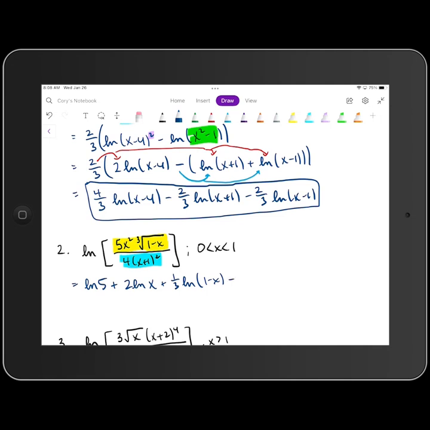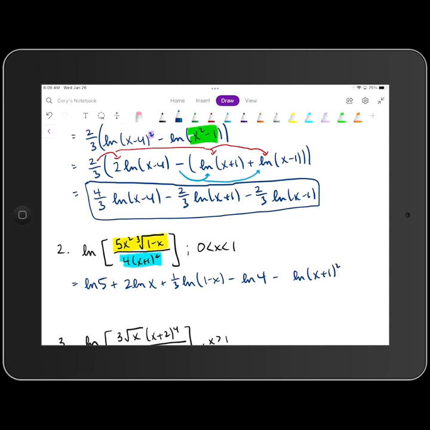And then because I'm dividing by 4 times x plus 1 squared, I'm going to subtract the natural log of each factor in my denominator. So there are 2 factors in my denominator. The first one is 4. So I'm going to subtract the natural log of 4. And then we're also going to subtract the natural log of x plus 1 squared, which once again, I'm going to take that exponent and pull it out front as a factor. So that's going to be minus 2 times the natural log of x plus 1. Okay, so that right there is your log expanded completely.